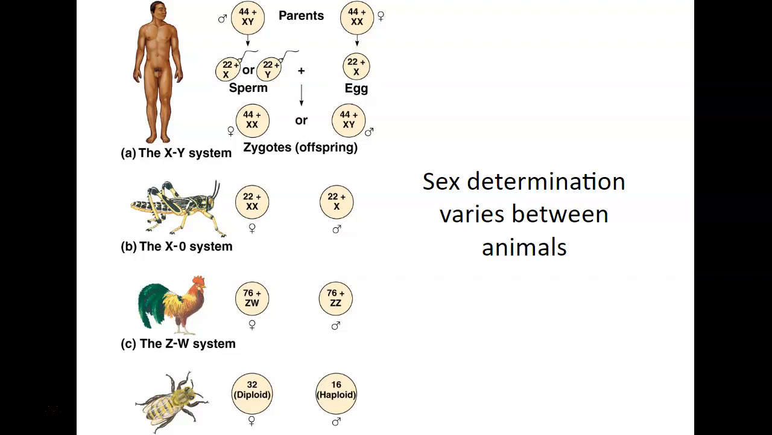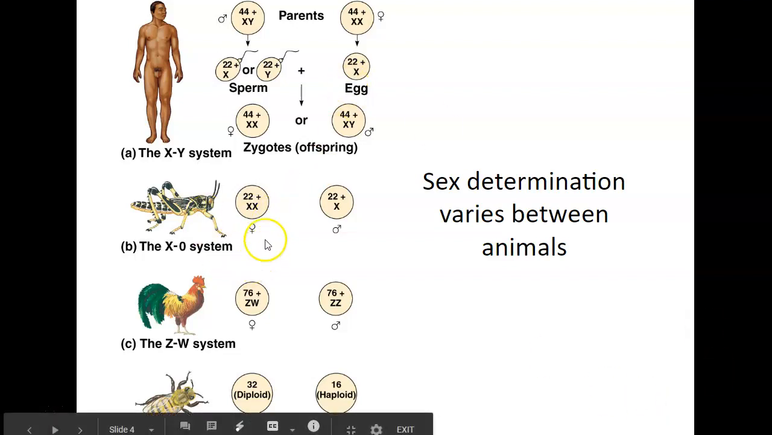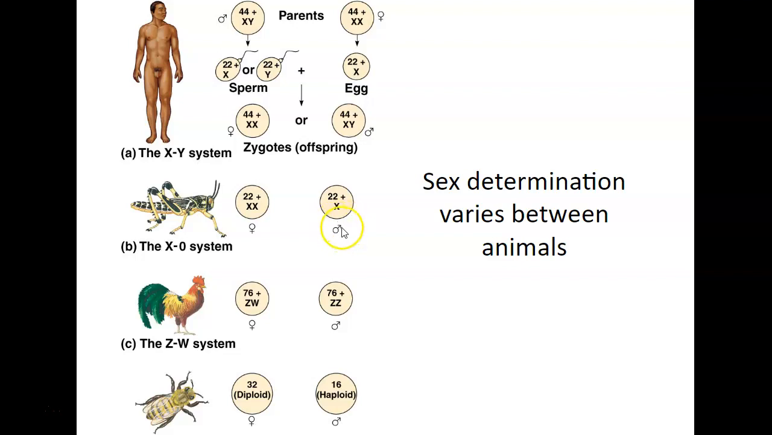Things like roosters have a ZW system. So if you get a Z and a W, then you're a female. Keep in mind this little symbol right here that looks like a little person means female, and then male has the little projecting arrow. You can remember it however, but that's what those symbols designate. ZZ for a rooster would mean you are a male. And bees are really interesting, because if you are diploid, meaning you have double the genetic material, then you are a female. And if you have half the genetic material, then you are a male.